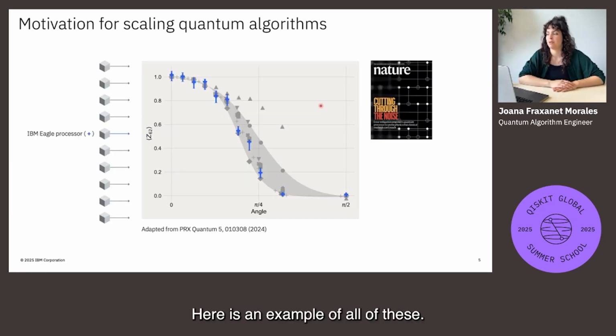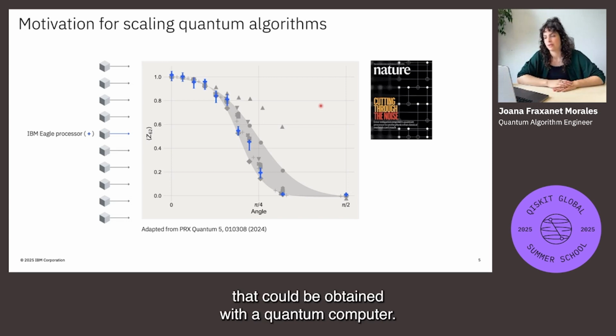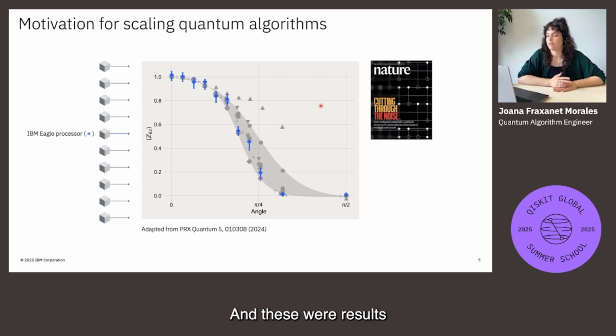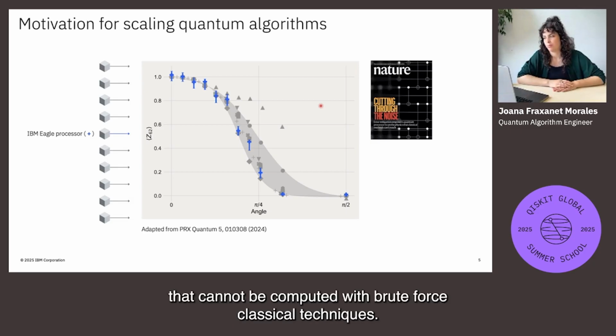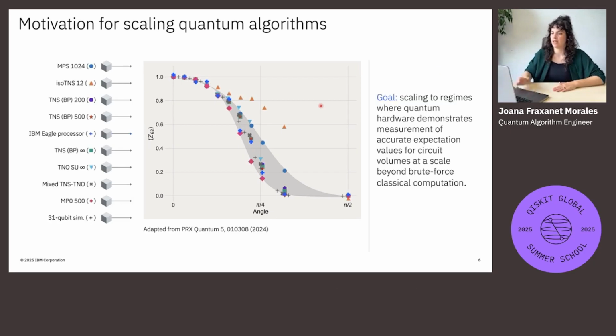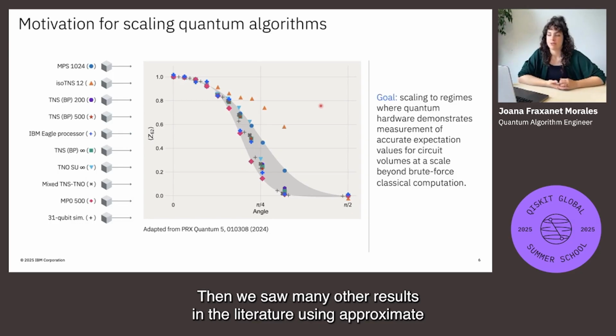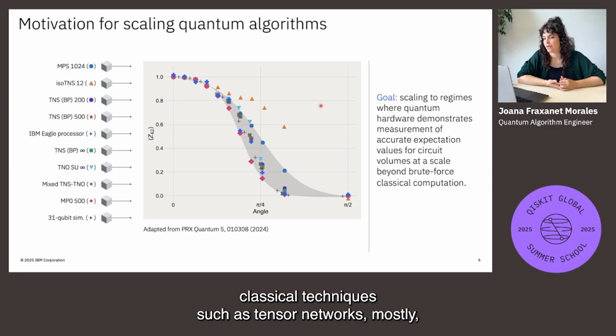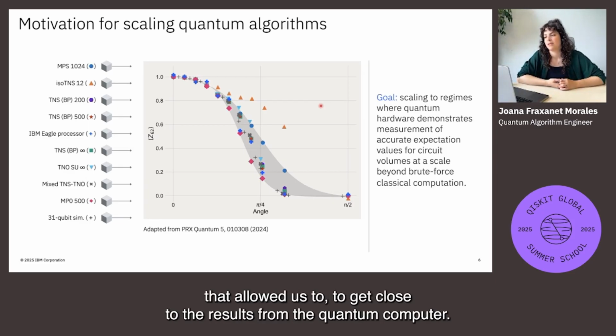Here is an example of all of this. In 2023, in the so-called utility paper, they published some results that could be obtained with a quantum computer. And these were results that cannot be computed with brute force classical techniques. Then we saw many other results in the literature using approximate classical techniques, mostly tensor networks, that allow us to get close to the results from the quantum computer.